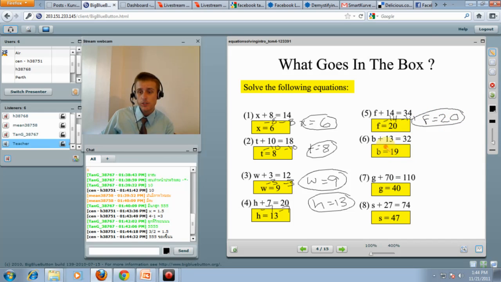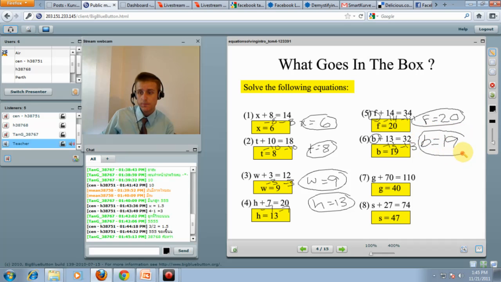Number 6, find B. Subtract 13 from both sides. In all of these, you want the variable, which is the B, or the F, or the X, alone, because that will tell you B equals 19. For number 7, you just subtract 70 from both sides. And below we see G equals 40.